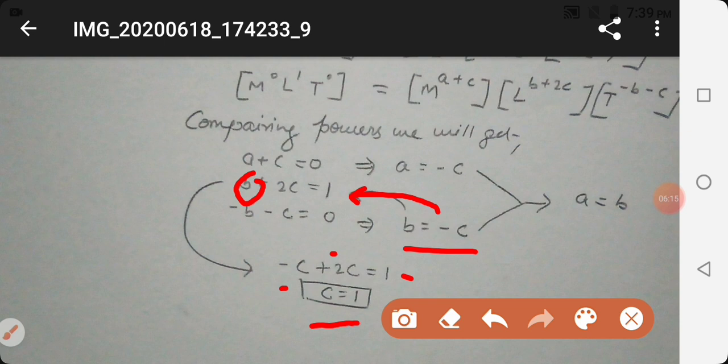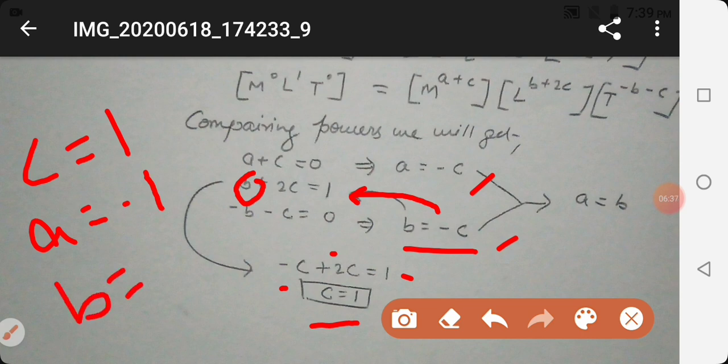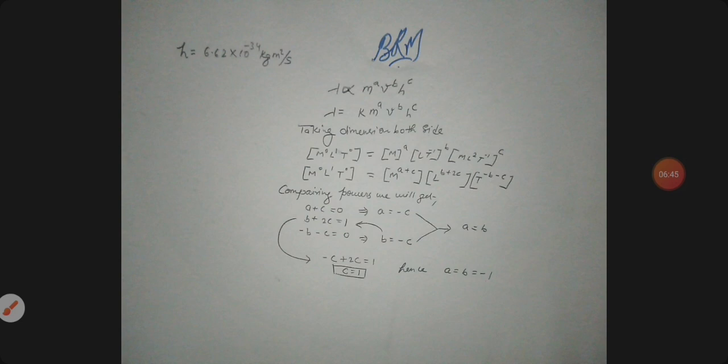So what we can say here is that c is equal to 1, and as minus c is equal to a, therefore a will be minus 1, and b is equal to a, therefore b will be minus 1. Clear? So what we have discussed before is written here. We have a is equal to b is equal to minus 1, and c is equal to 1.